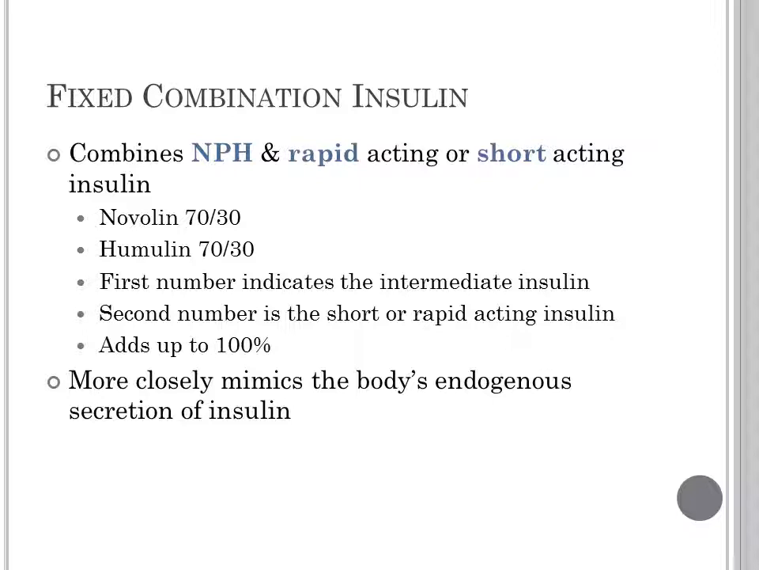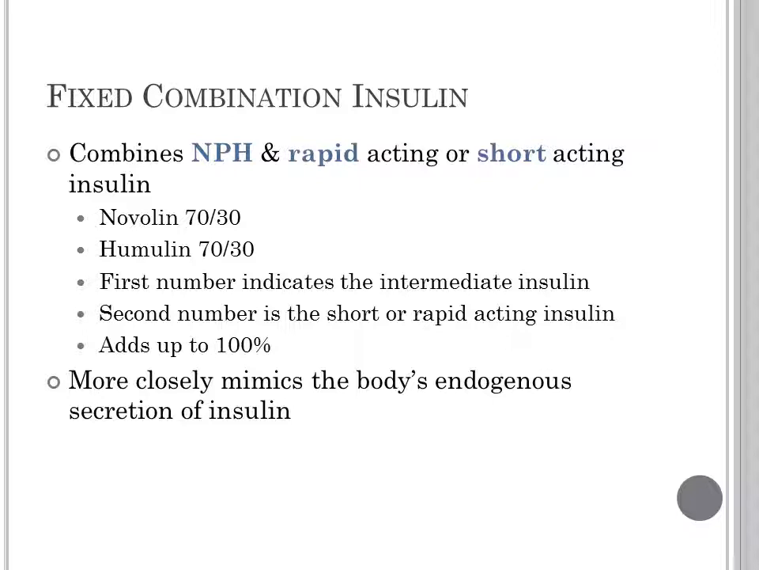So like Novolin 70/30, 70% is NPH and 30% is short-acting. Same thing with Humulin. The first number is always the intermediate insulin, with the second number being either the short or the rapid-acting insulin. This combination also very closely mimics the body's endogenous secretion of insulin and works quite well for patients to control their blood sugar. The alternate to this would be to actually draw up the NPH and then mix it with the short and then give themselves an injection.